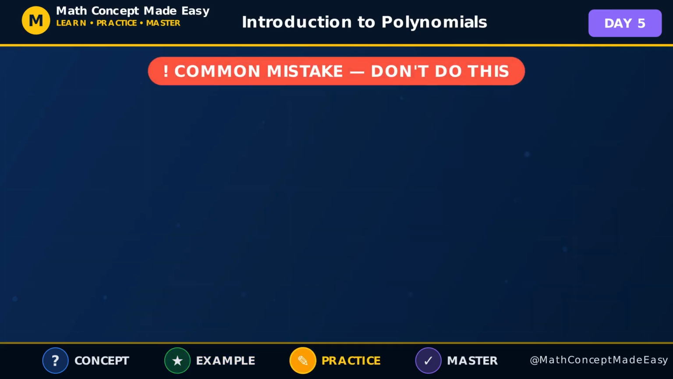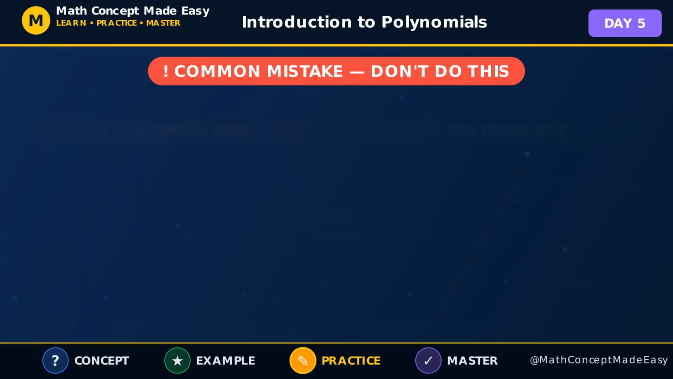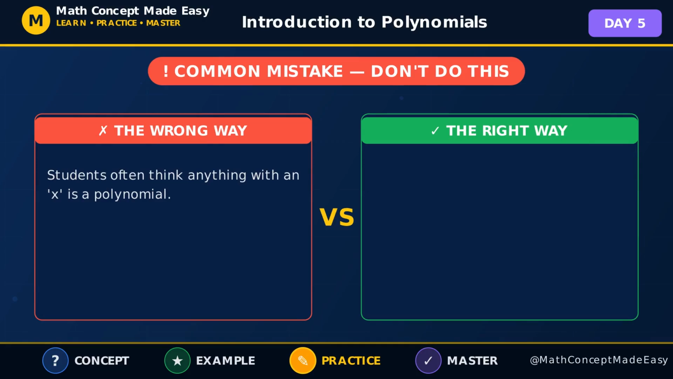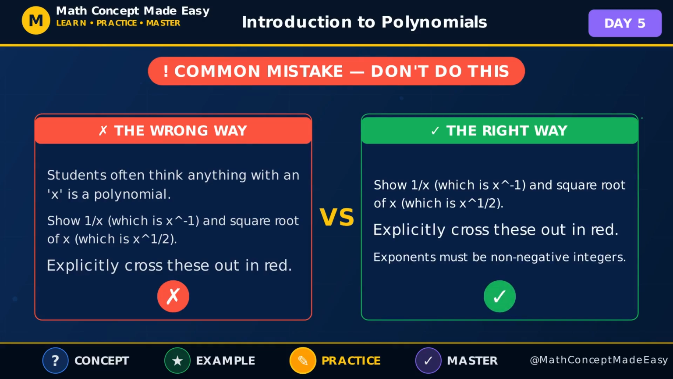Now, a quick warning, because I see students lose marks on this every single year. Before I show you, think about what could possibly go wrong here. 3, 2, 1. Students often think anything with an x is a polynomial. Take 1 over x, which is x to the power of negative 1, and square root of x, which is x to the power of 1 over 2. Cross these out in red. Exponents must be non-negative integers. Compare the wrong way and the right way on screen, and promise yourself you will never fall for this one.